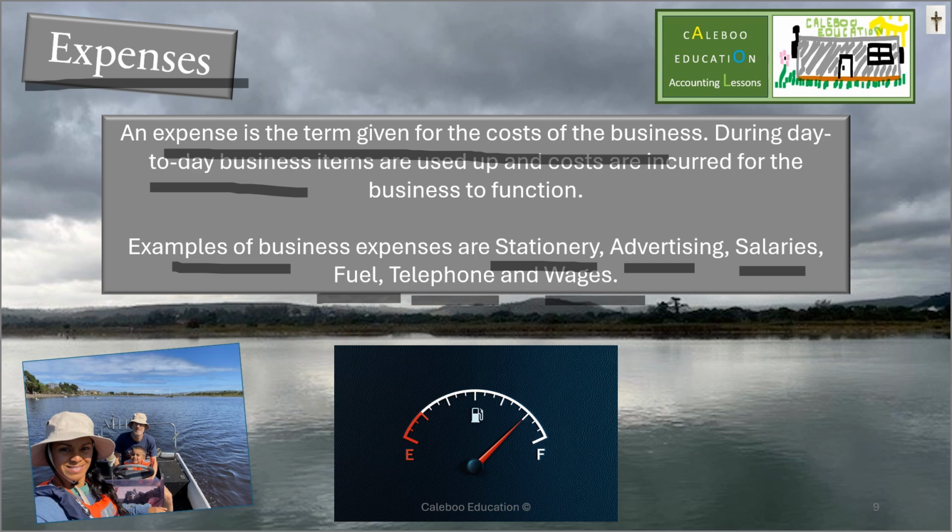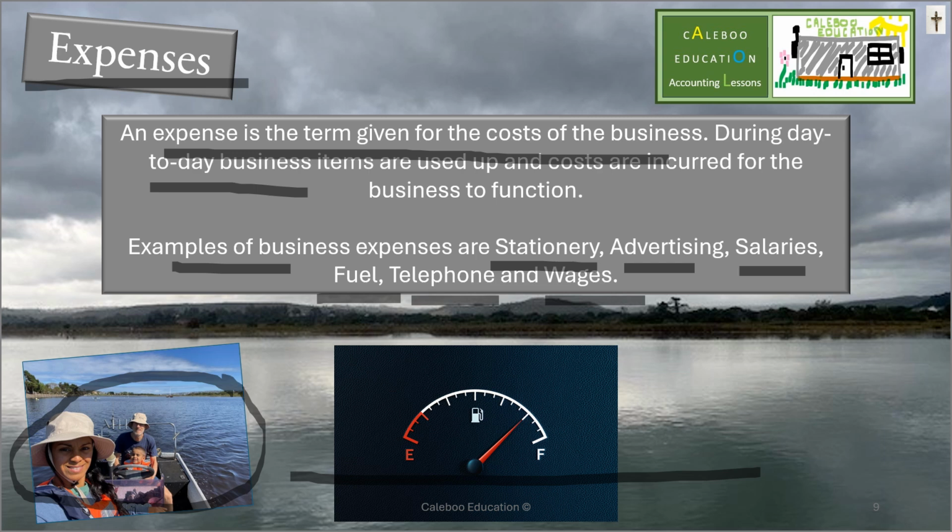An expense is an item that is used up. That is one of the characteristics of an expense. For example, fuel for your delivery vehicle: the fuel is going to be used up. That's a good example of an operating expense.